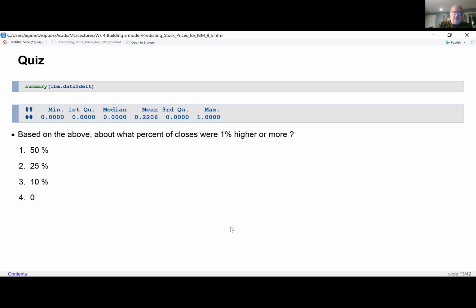Did this thing in the wrong order? Okay, so quiz. Based on the above, so the above is right here. I've given you a summary of IBM data.delta. So what it does, and the min, the first quartile, the median, the mean, third quartile, and the max. What percentage of the moves were 1% or higher?